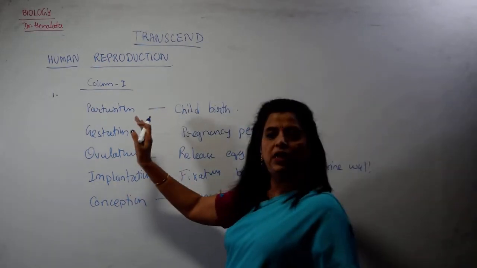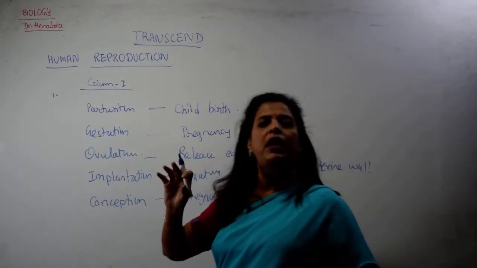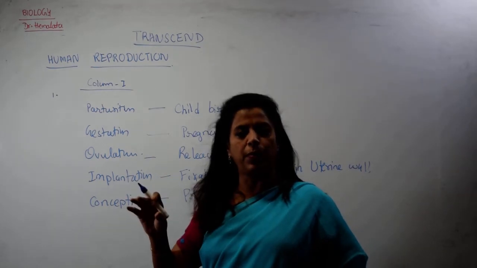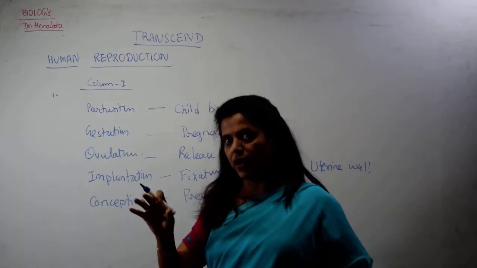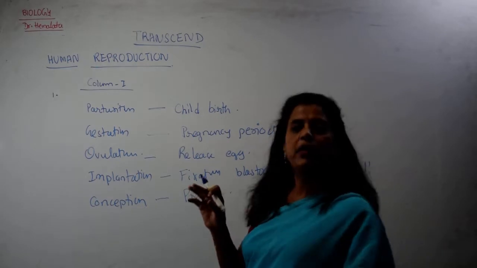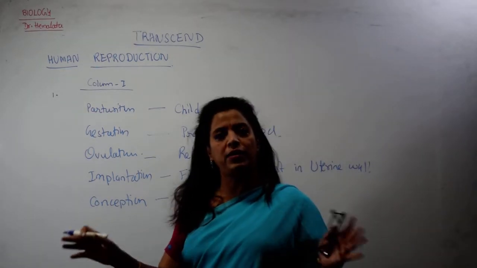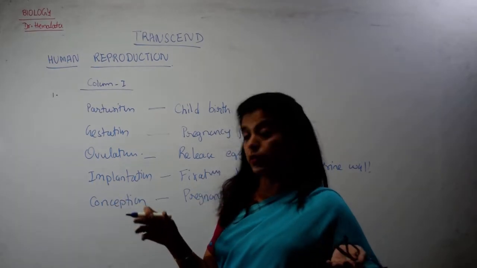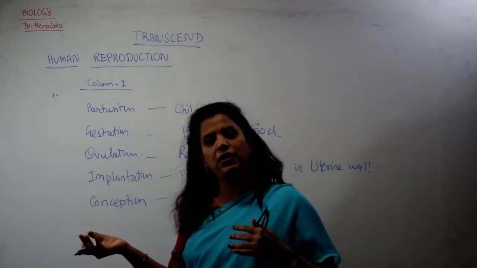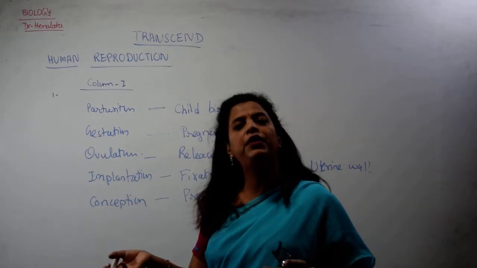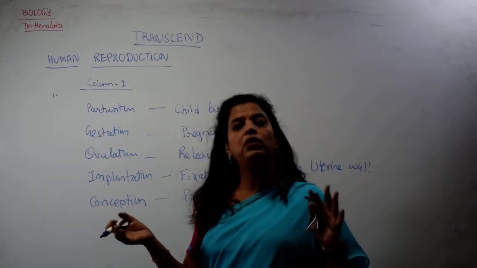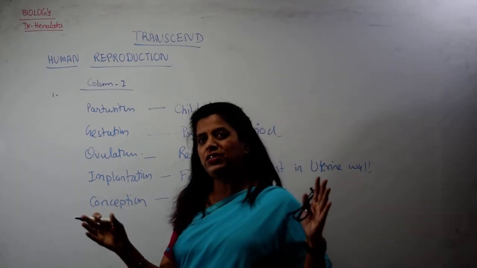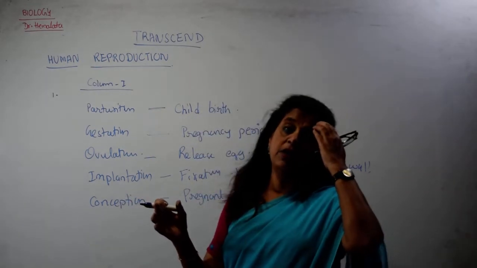So parturition is childbirth. You know that in humans after 9 months, 10 days plus, there will be childbirth happening, and the whole process we have explained already. Gestation is the period of pregnancy, till how many days females will remain pregnant. That is the gestation period, and you must know one more thing connected with it. In the elephant, it is the biggest, 2 years plus is the pregnancy period. Therefore, the longest gestation period is in the elephant.